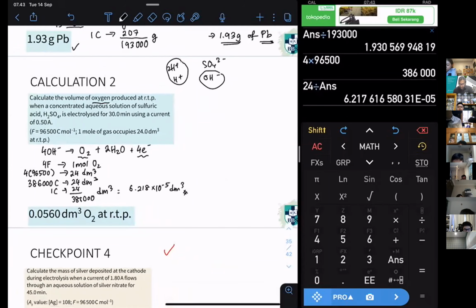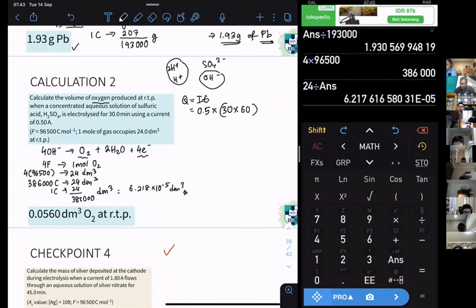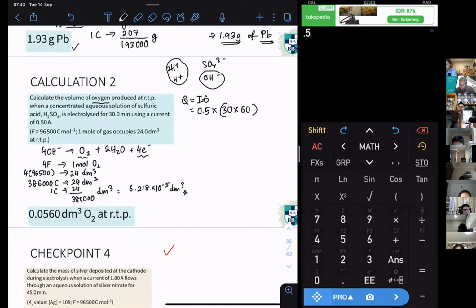So let's find out how many coulombs I have over here. So Q equals to IT. Hold on for a minute. Q equals to IT. Here the current that I use is 0.5. Then 30 minutes, I need to times by 60, I need to change it into seconds. So you calculate 0.5 times 30 times 60, 900 coulombs.